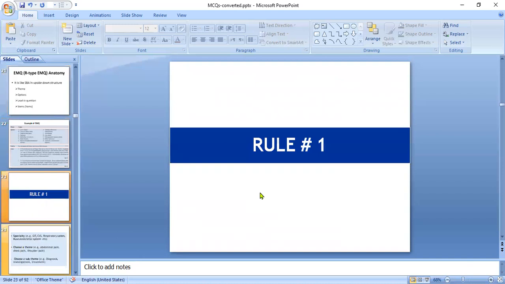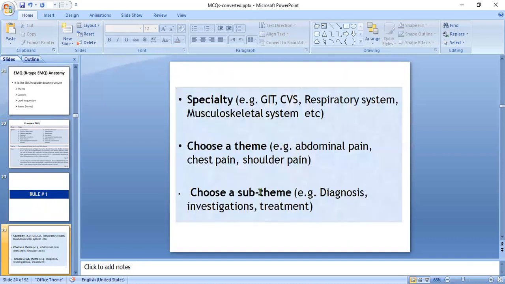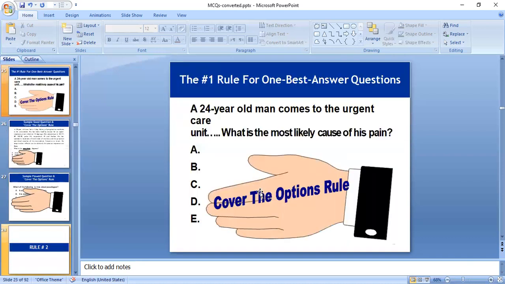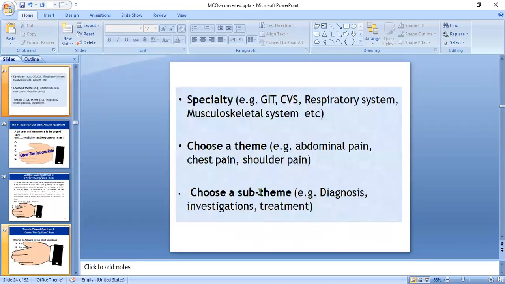So some rules should be kept in mind while constructing the MCQs. The first rule is known as the cover-the-option rule. But before going to the cover-the-option rule, we have to be very specific about what we are going to ask. So when we prepare our question paper, including the MCQs, we should divide the paper into specialties that we are going to assess: the GIT, the CVS, the respiratory system, the musculoskeletal system, and so on.